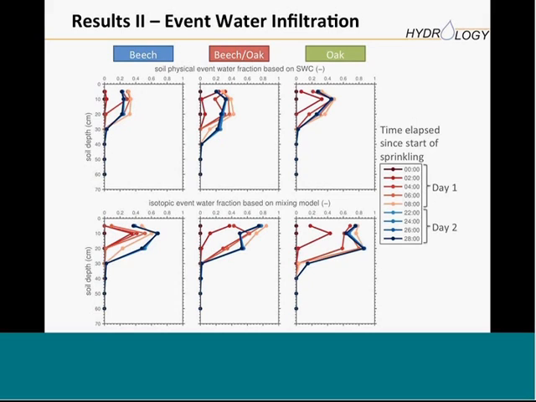So now we calculated the event water fraction. The top graph shows you the soil physical event water fraction based on the soil moisture measurements, and you can see that's what we can expect, a small increase of soil moisture content. And the bottom graphs show the isotopic event water fraction based on the mixing model, and we can again see a relatively fast increase, and the event water rises in the top part to around 70, 80, 90%, and below 40 centimeter. Now precipitation water reached a depth below 40 centimeter.